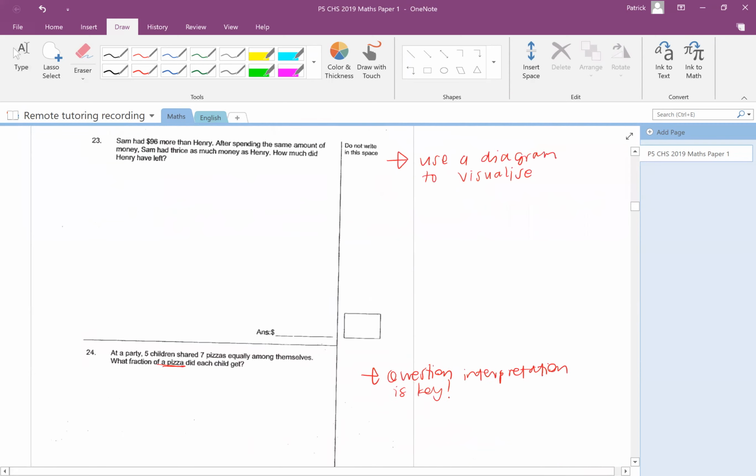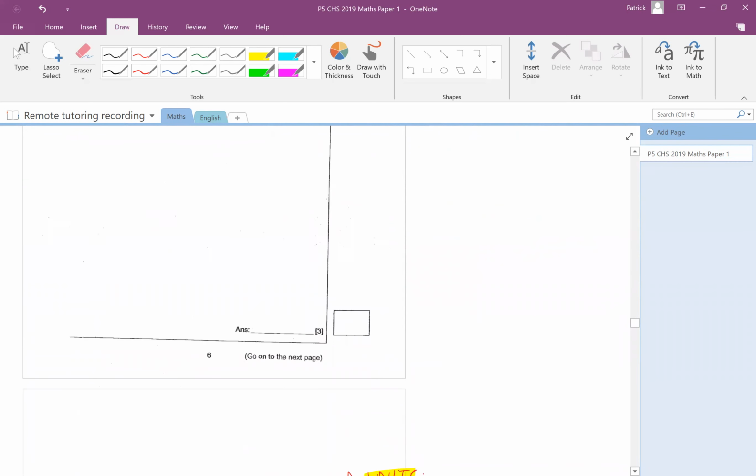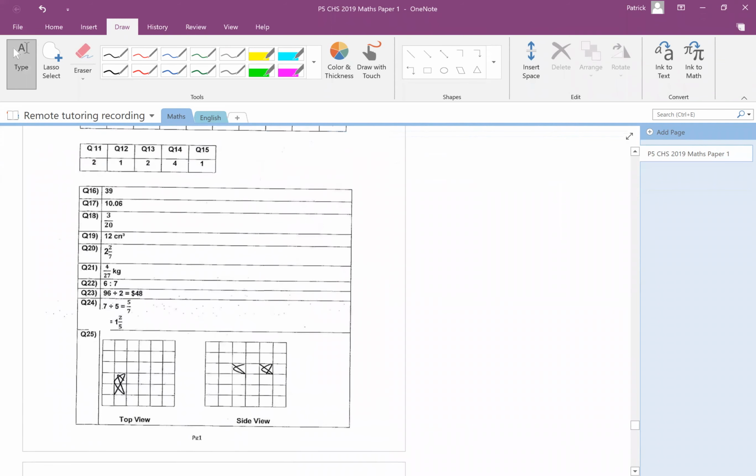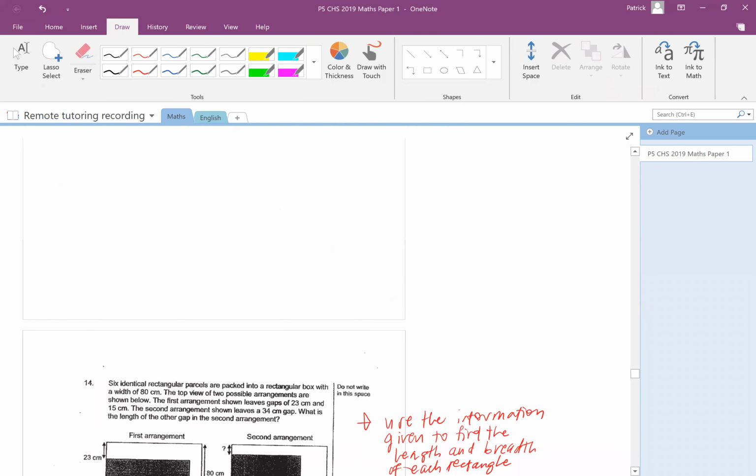Let me check whether the question wants you to present it as an improper fraction or mixed number. The answer key is not reflective of the correct answer. The correct answer is what I wrote there lah.